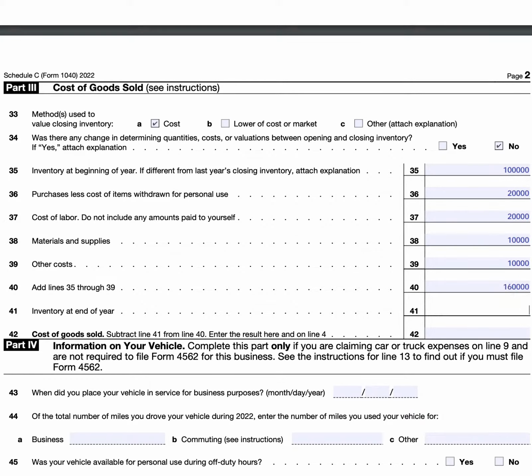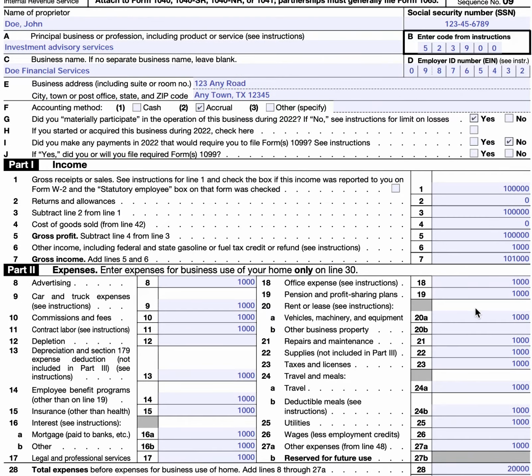And then we're going to do our inventory at the end of the year would be $100,000. I mean, it doesn't have to be. Let's just call it, let's say, $50,000. So then we subtract out, all of this information, and we subtract out the ending inventory, and we get $110,000. That is our cost of goods sold. We would enter that up here on line 4. So instead of 0, which is what we currently have, that $110,000 would go here.